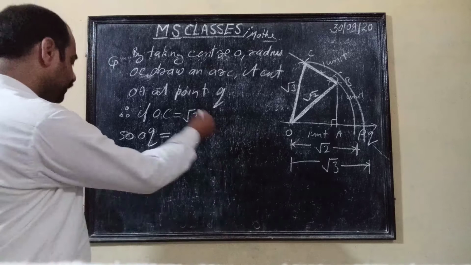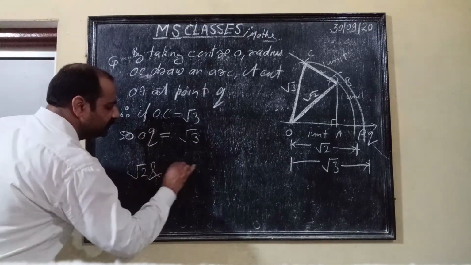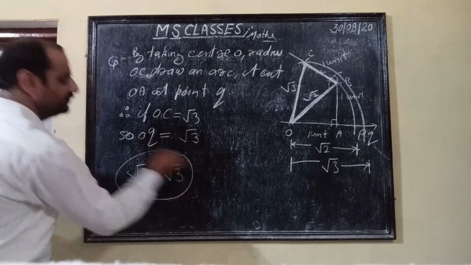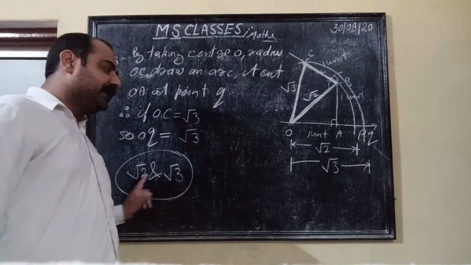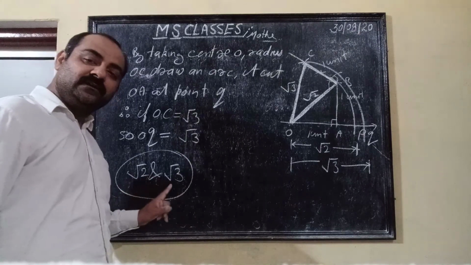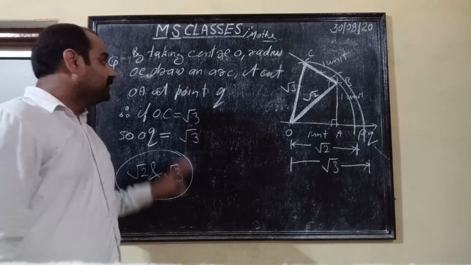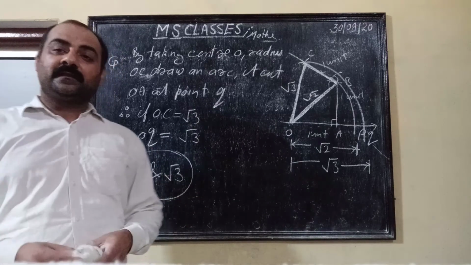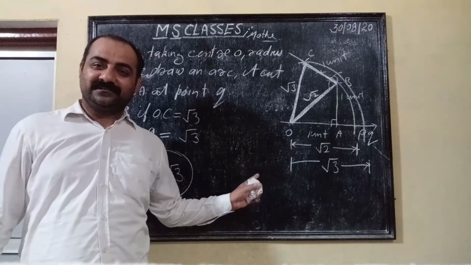So guys, you know under root 2 and under root 3. What is the method to locate under root 2 and under root 3 on the real number line? This is a very easy way. I think you have understood this one.